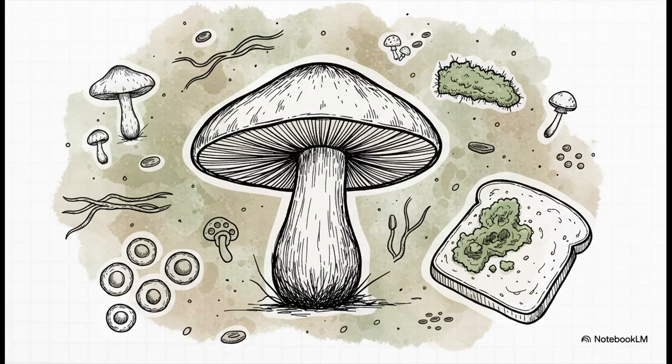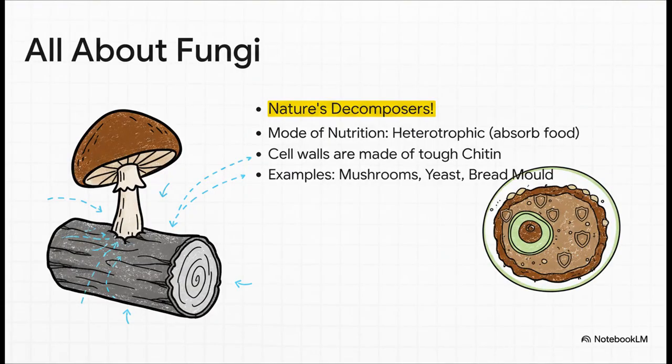And now for our final stop on this super quick tour, the absolutely fascinating kingdom fungi. When you think of fungi, I want you to think of them as nature's ultimate recyclers. They are heterotrophic, but they don't eat their food like we do. Instead, they absorb all their nutrients from dead and decaying things. And here's a key exam point you must remember. Their cell wall is made of a tough material called chitin.